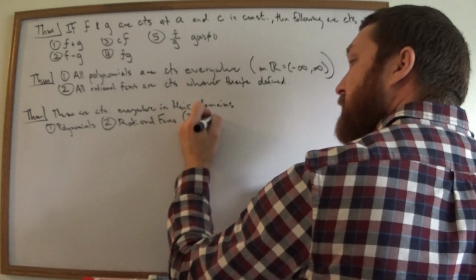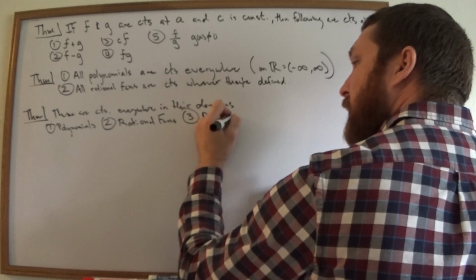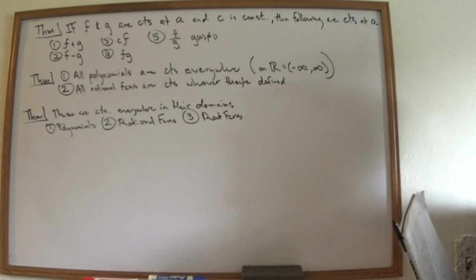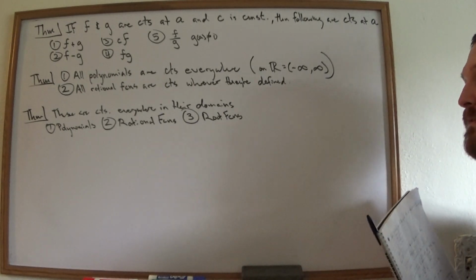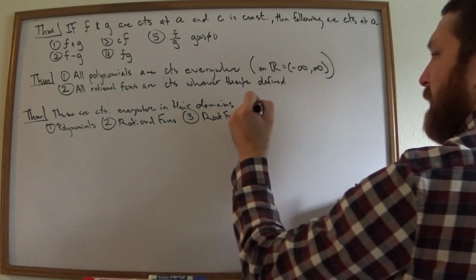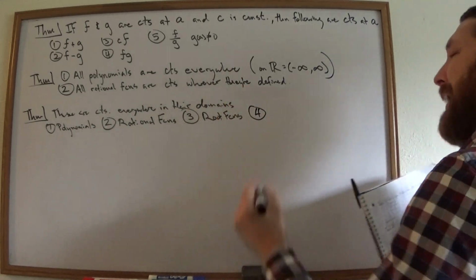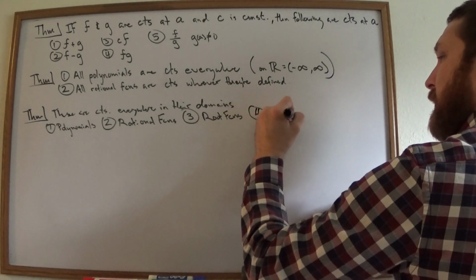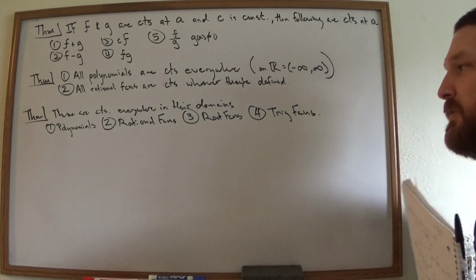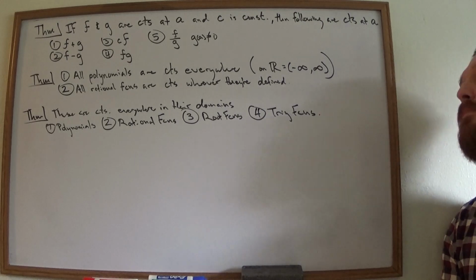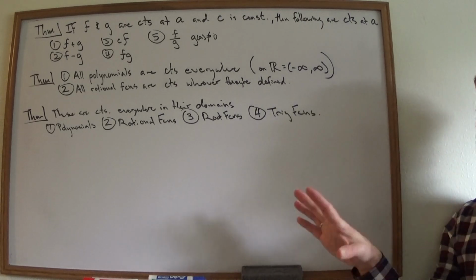Also, root functions. That also comes from the limit laws that we had. The limit of the nth root of something is the same as the nth root of the limit, and so on. Here's one that the book doesn't even bother to prove. Trig functions. We'll be able to show that really easily later on in this class.